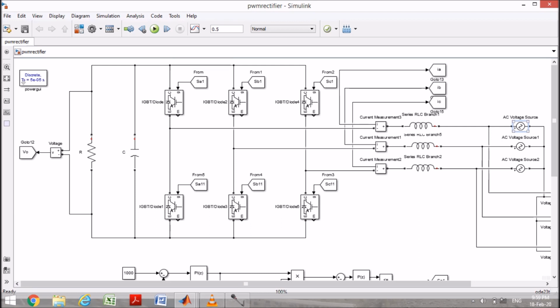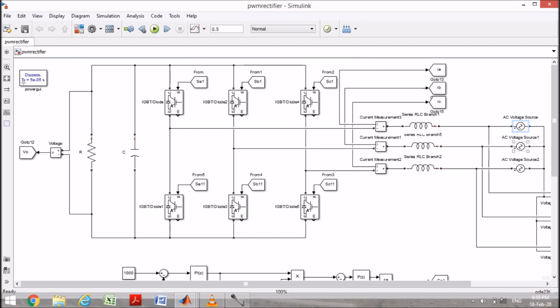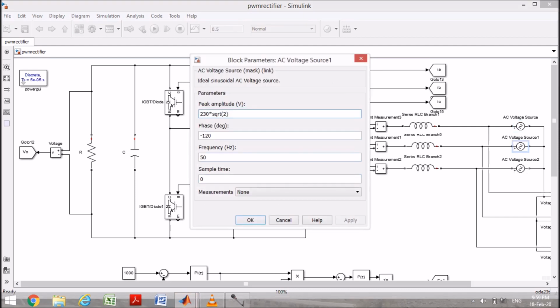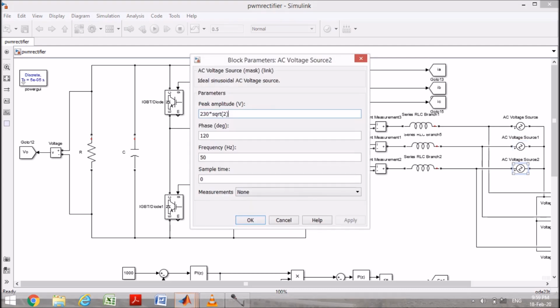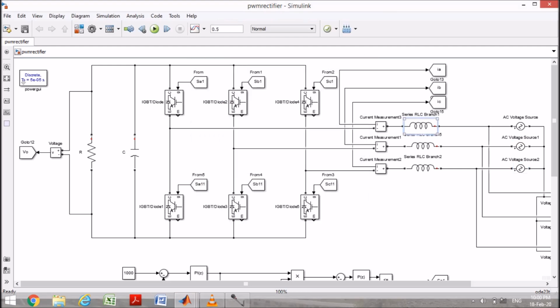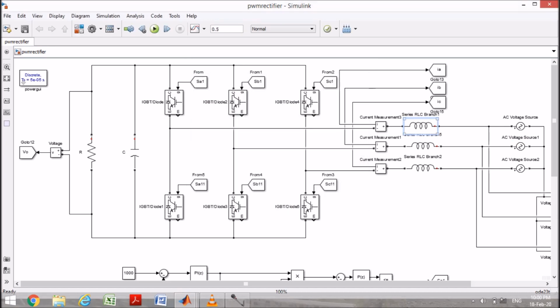For the supply voltage, the AC voltage given is 230 times square root 2. Frequency is 50 Hz. For the second one the phase is minus 120, and for the third one the phase is plus 120. The inductor value I have taken is 4.5 millihenry, and all the inductor values are the same.